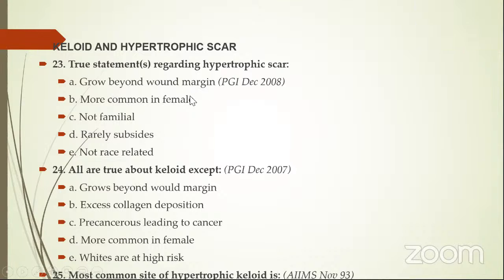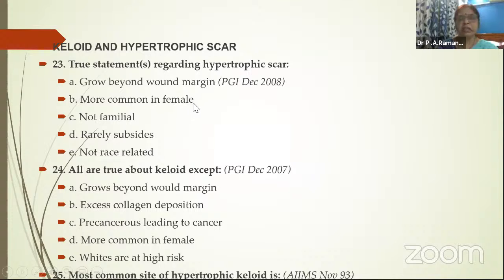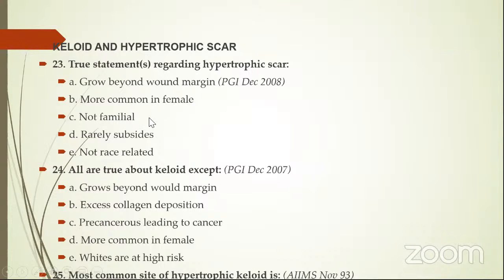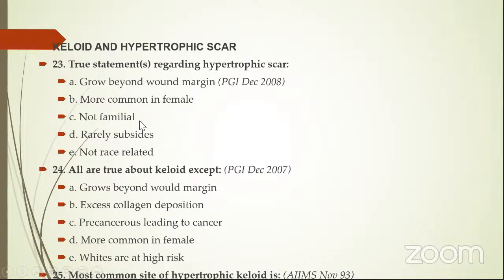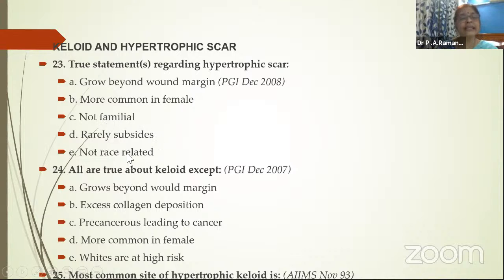No, ma'am. Common in females, need not be. Only keloids are more in females. Not familial, yes or no? Is it true? Yes, ma'am. It is not familial. It is not race related, and it subsides within 6 months. So C and E should be the answers.